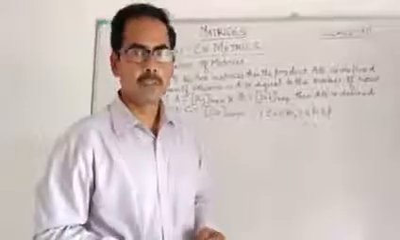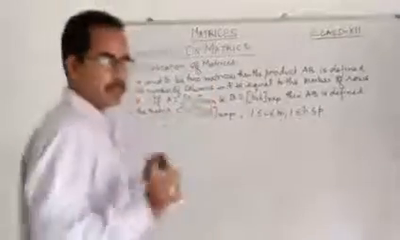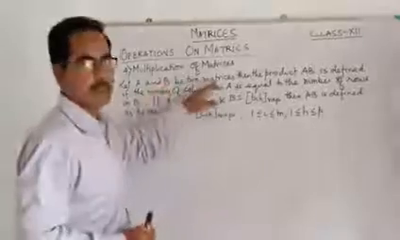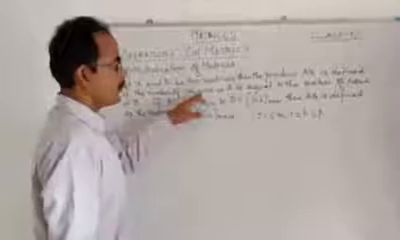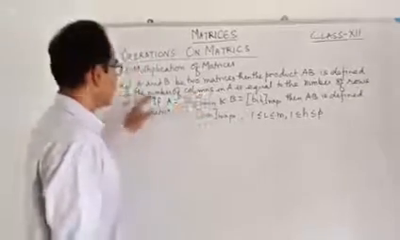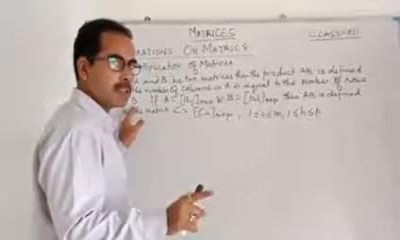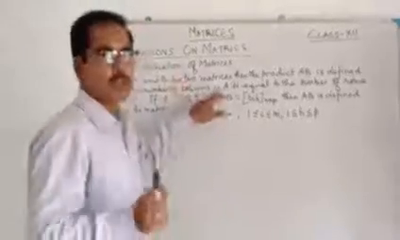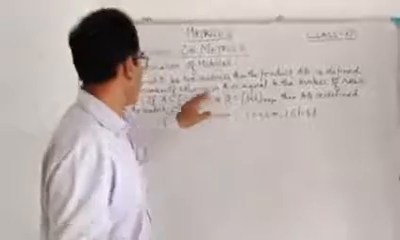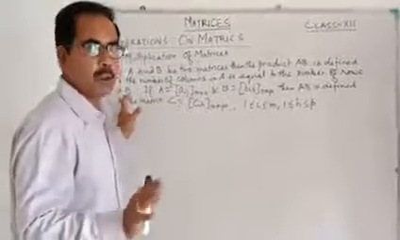Okay. So next, the fourth one, that is the multiplication of matrices. Just for example, let A and B be two matrices. Then the product AB is defined if the number of columns in A, that is the first matrix, is equal to the number of rows in B. A is the first matrix, B is the second matrix. That means the number of columns of the first matrix should equal the number of rows of the second matrix. Otherwise, matrix multiplication is not possible.